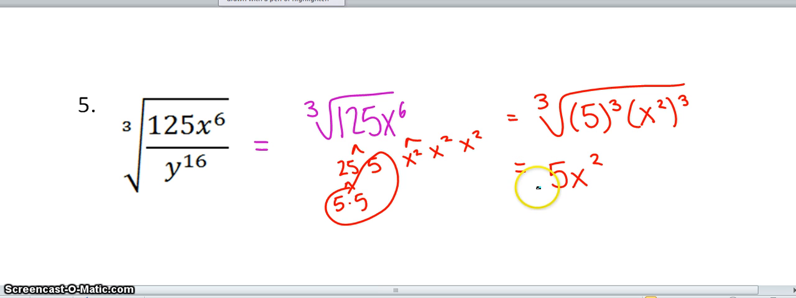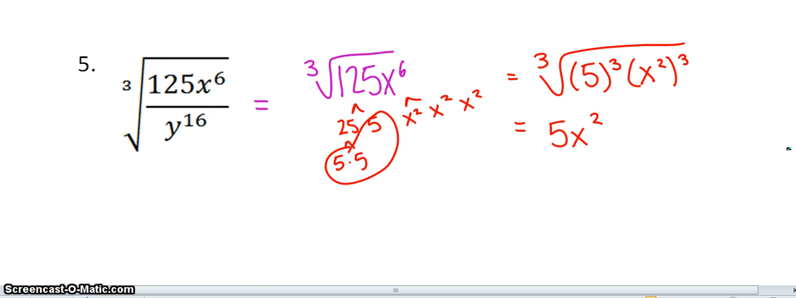If you did it correctly, you should have got 5x squared. So I factored 125 is 5 times 5 times 5, so I wrote that as 5 cubed. X to the 6, you can multiply x squared 3 times to give you that, so I wrote that as x squared cubed. Then the cube root cancels out the cubes, and you're just left with 5x squared. If you have any questions about that, please come to class with them.